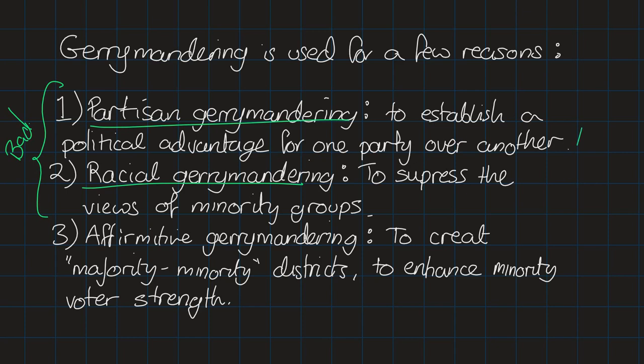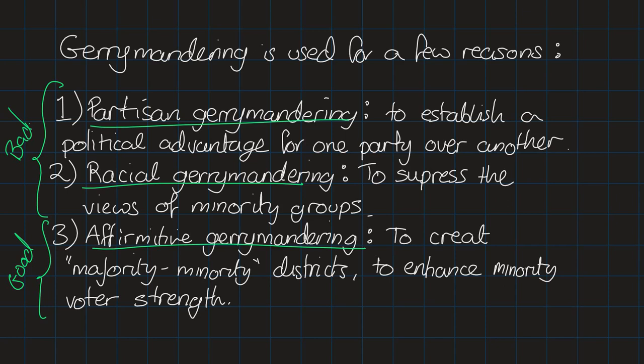The first one often is considered an erosion of democracy. Okay? And the second one is just like racism or homophobia or whatever prejudice you want. So both of these tend to be considered bad. The third one is actually usually considered good, but I'll say usually, not universally considered good. Okay? The third type is affirmative gerrymandering. And affirmative gerrymandering is sort of like the opposite of racial gerrymandering. The idea is you create a majority-minority district to enhance the voter strength of minority groups.